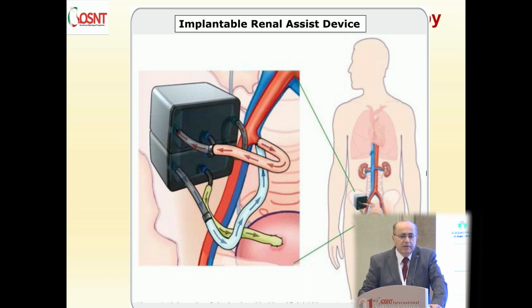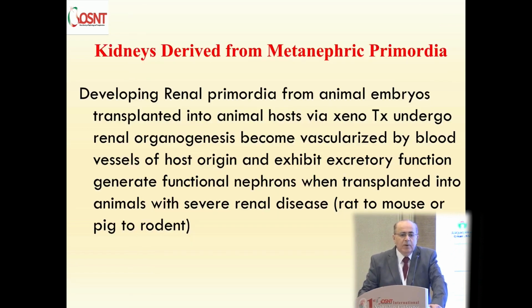So we all hear about this implantable renal assist device. What about kidney derived from metanephric primordia? Metanephric primordia means fetal kidney. So developing renal primordia from animal embryos is transplanted into another animal with kidney disease via xenotransplantation. These transplants undergo renal organogenesis and become vascularized by blood vessels of host origin. And this is very important. If the blood vessels are from host origin, this will prevent acute rejection. And this graft exhibits excretory function and generates functional nephrons when transplanted into animals with severe renal disease, for example, rat to mouse or pig to rodent, and hopefully in the future from animal to human being.